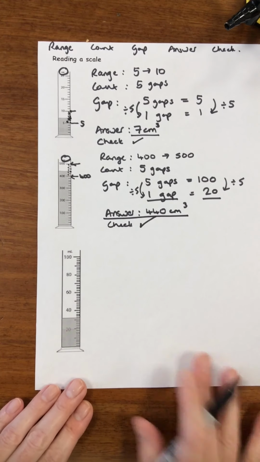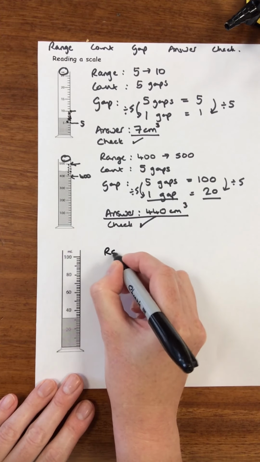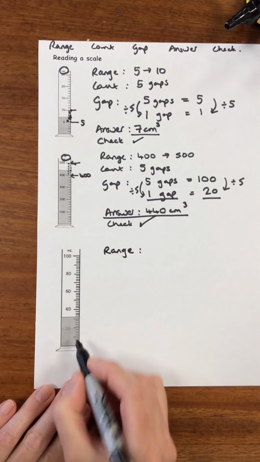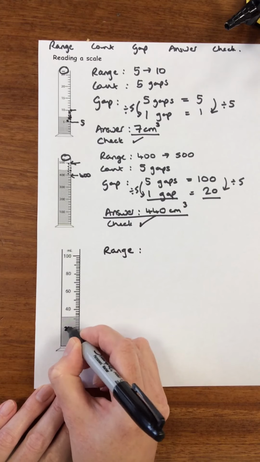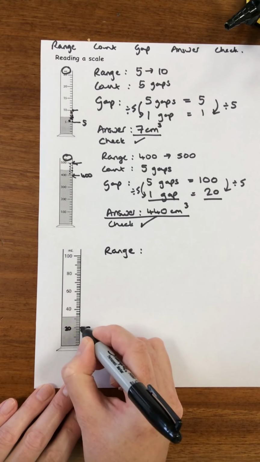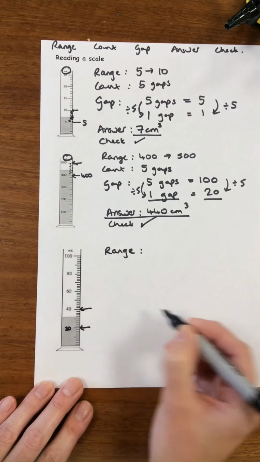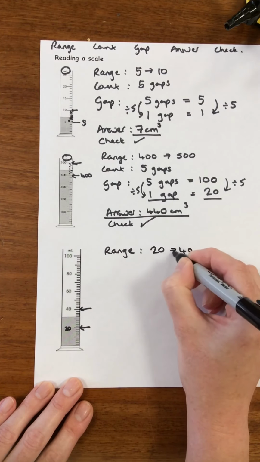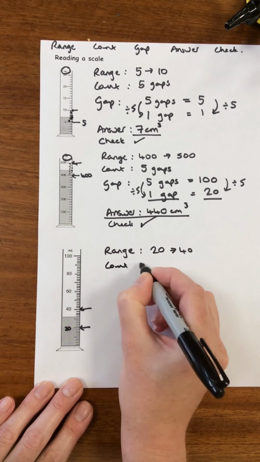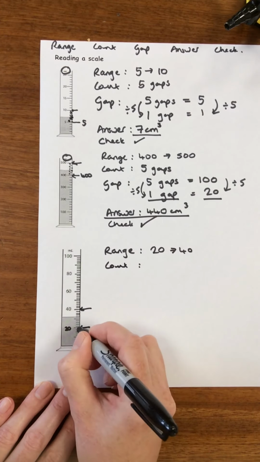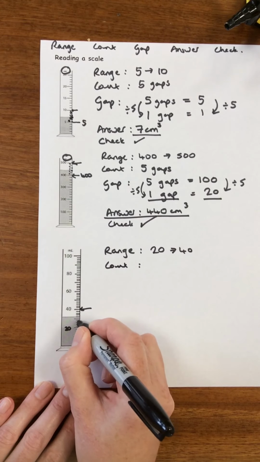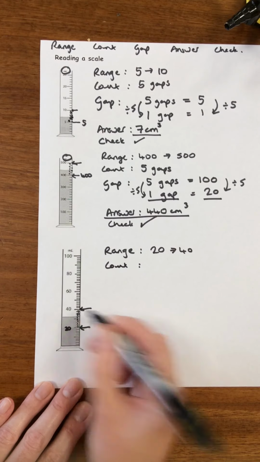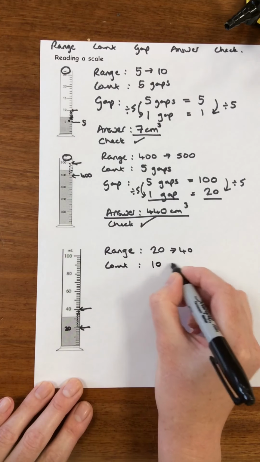Okay, the last example here. Again, I first of all find the range that my answer must lie in. So it must lie, sorry, this is 20. It has to lie between 20 and 40. So my range is between 20 and 40. Count the number of gaps. Okay, so this is going to be a few more. So 1, 2, 3, 4, 5, 6, 7, 8, 9, 10. So we have 10 gaps.